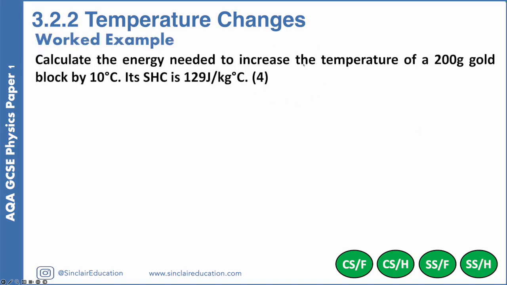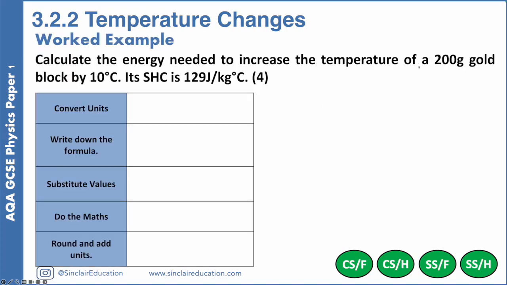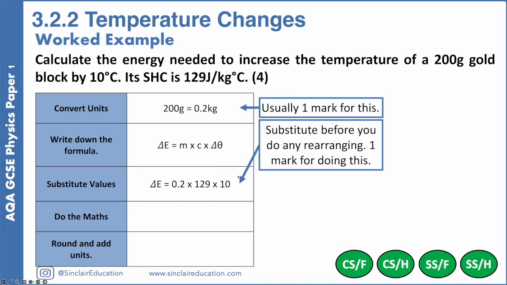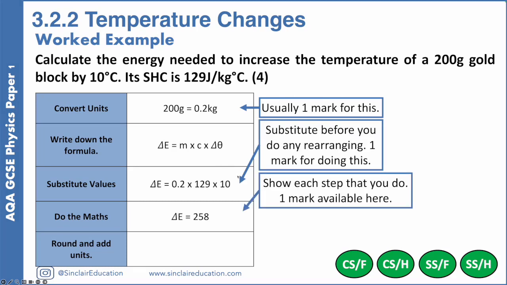If we look at this question, we've got 200 grams of gold being heated by 10 degrees and we're told a specific heat capacity. Now the specific heat capacity has a reference to mass in kilograms and my mass here is in grams, so we'll convert that first of all. In goes my equation and we'll then substitute. In this case we've got 0.2 times 129 times 10, and therefore the energy required for this is going to be 258 joules.